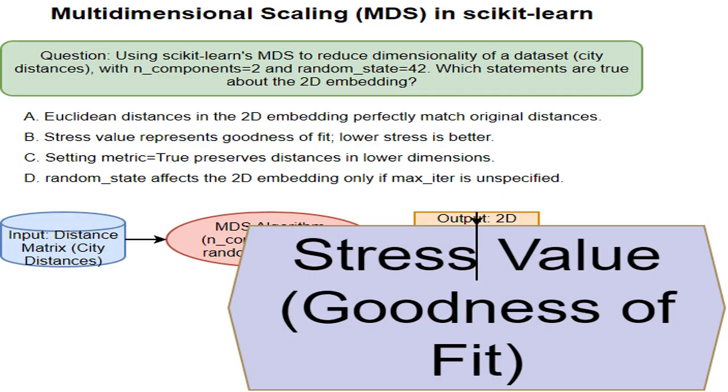After MDS creates the 2D map, the stress value tells me how good of a job MDS did. A lower stress means the distances in my simplified 2D map are closer to the actual distances in my initial distance matrix. A small stress means a good map. A large stress means a less accurate map. It's a measure of how much distortion was introduced during the dimensionality reduction.